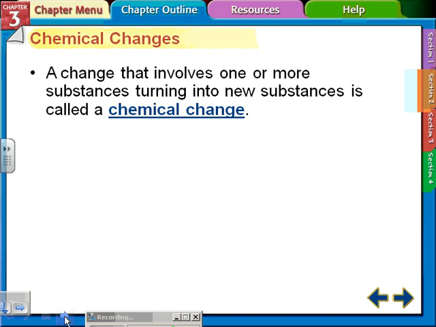So a chemical change is when you have one or more substances that are changing into new substances. That's called a chemical change. So if you've ever cooked an egg before, that's a chemical change. You can't get the original egg back like it was to start with. So once something undergoes a chemical process, that can't be reversed.